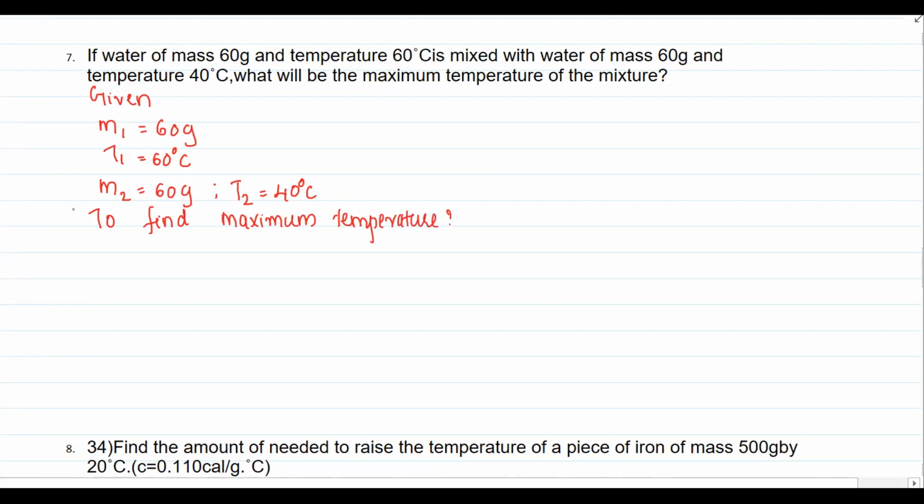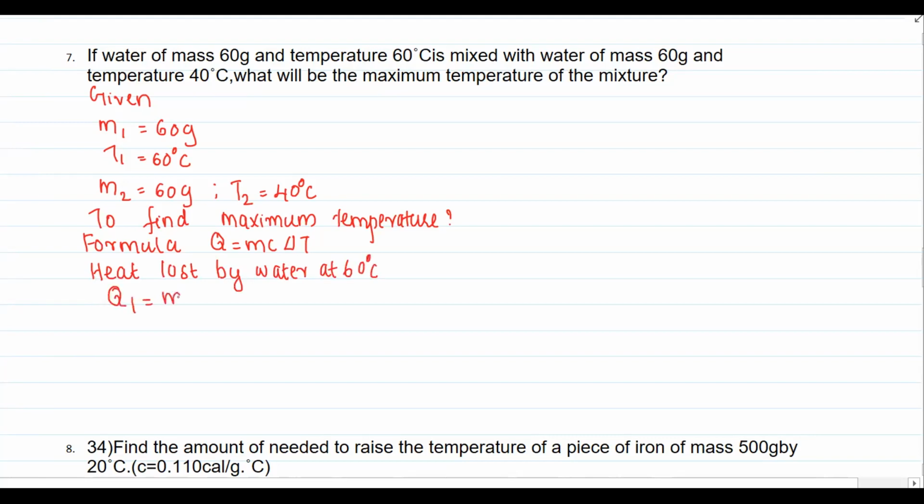Okay. We know that the formula is Q is equal to MC delta T. So the water at 60 degrees Celsius will lose heat energy. Okay, so we can write heat lost by water at 60 degrees Celsius is, let it be Q1.